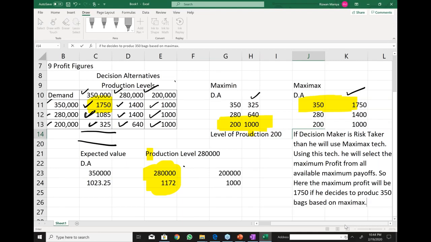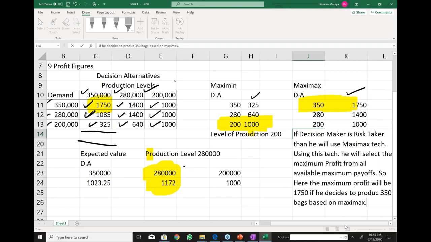See, understood, friends? This is how you have to write. So I hope you can write the answer for Maxi Min and for expected value as well.